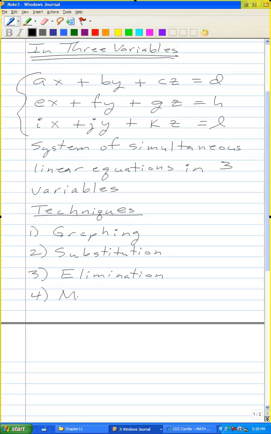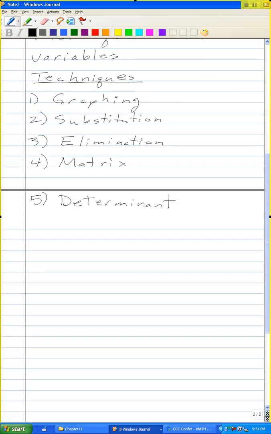For the matrix methods, I'll give you a hint at them, but we really won't do it. And then the last one is determinants. I will show you how to use determinants to solve systems. Okay, so first off, let me classify solutions.